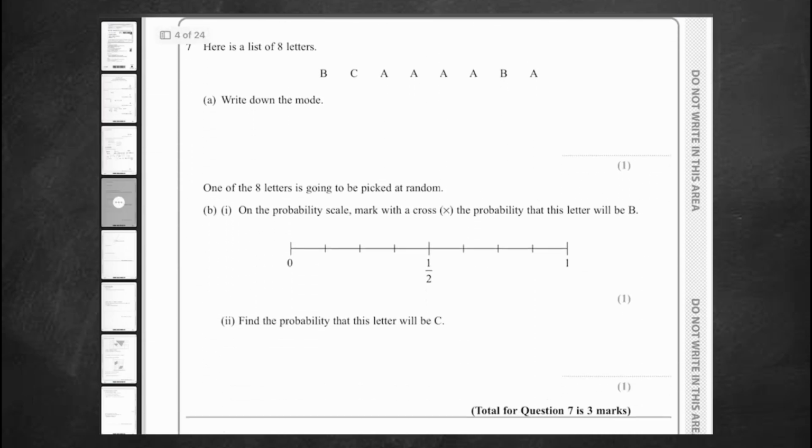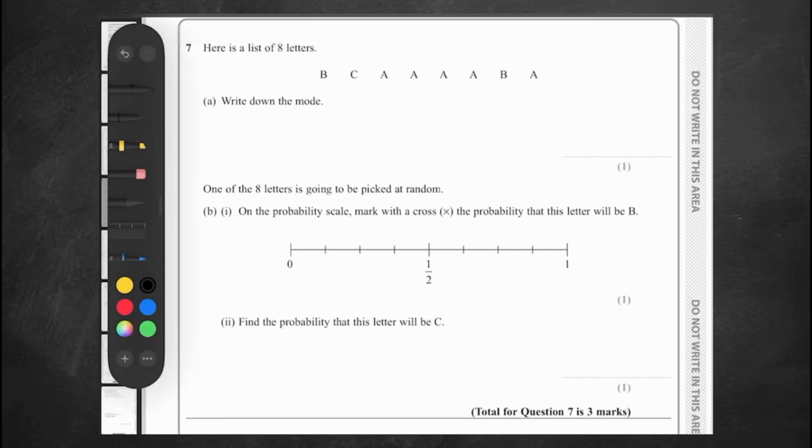Question 7. Here is a list of 8 letters. Write down the mode. So the mode is just the most common occurring number. So we've got 2 B's, 1 C, and 1, 2, 3, 4, 5 A's. So the most common occurring one is the letter A.